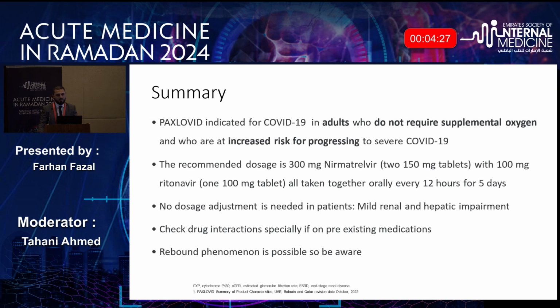And this is the summary. It's indicated for adults who do not require supplemental oxygen and who are at increased risk of progression to severe COVID-19. The recommended dose is 2 tablets of nirmatrelvir and 1 tablet of ritonavir twice daily for 5 days. No dose adjustments are required for mild kidney or liver impairment. Check the drug interactions, specifically if the patients have pre-existing conditions. Because this molecule is for patients who have comorbidities and elderly age who are already on other medications, it's very prudent to check your drug interaction checker and make sure that there are no drug interactions.